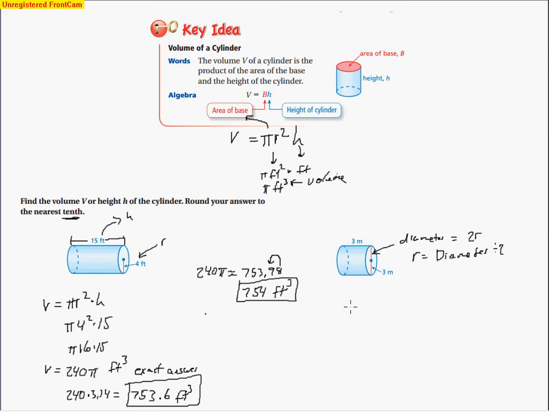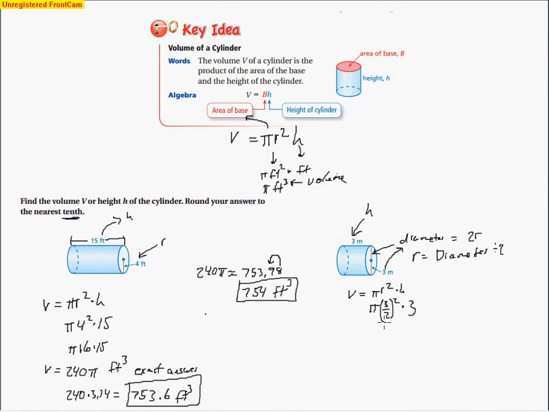So let's go ahead and set up our formula. Volume equals pi r squared times height. So I substitute my numbers in there. Now I'm taking the diameter, 3, dividing it by 2, and then squaring that answer, and then times the height, which is 3. So this was my height, and this was the diameter in this case. And so I had to take half of that.